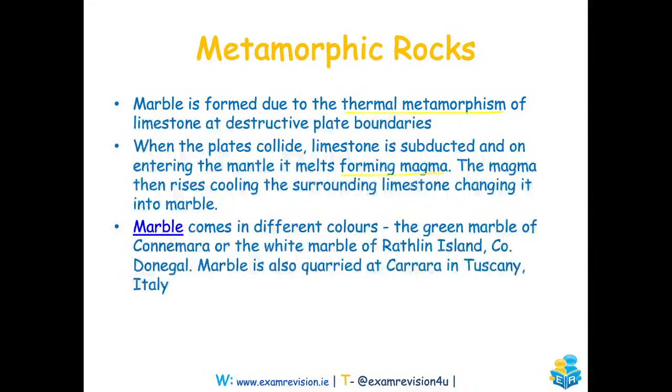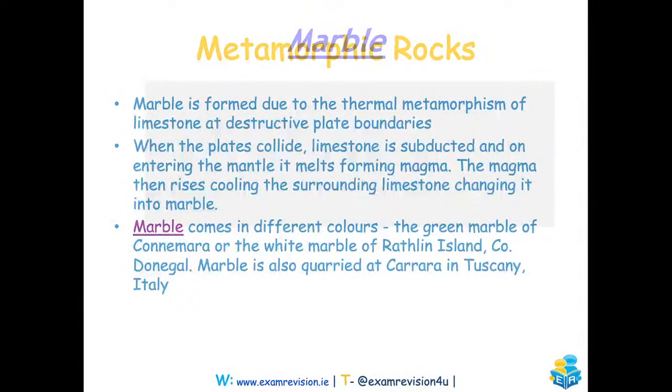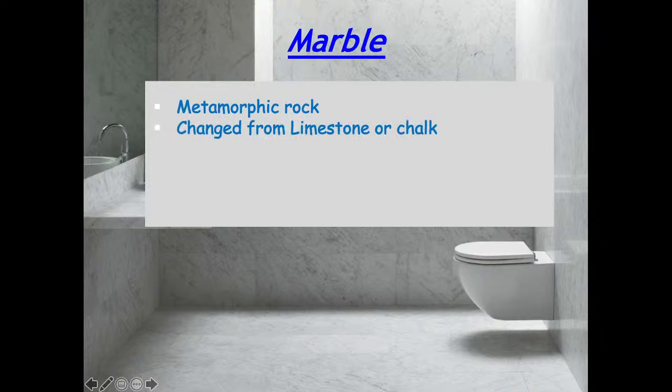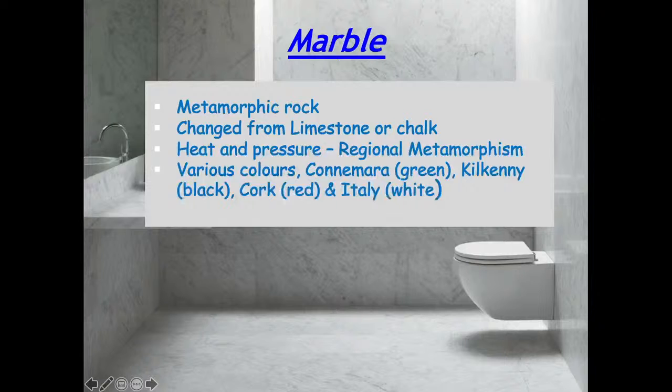Marble comes in different colours. So an example would be the green marble of Connemara. You can get white marble of Rathlin Island in County Donegal. And marble is also quarried at Carrara in Tuscany in Italy. Okay, so if I just show you an example of what marble looks like, this is marble. A metamorphic rock changed from limestone or chalk by heat and pressure, and can be found in different colours and can be used in bathrooms.